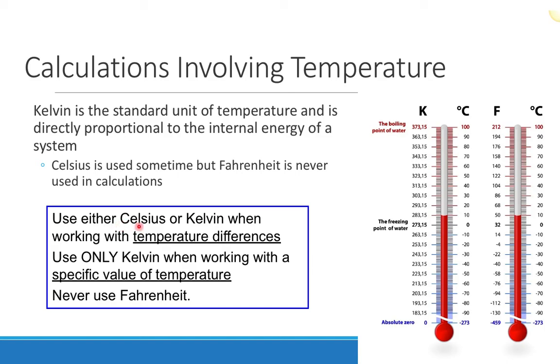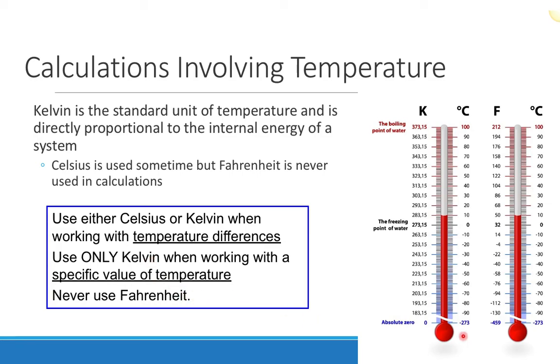We'll use Celsius or Fahrenheit when we're working with temperature differences. So it's okay to use Celsius if we're talking about something related to a temperature difference. If we want to know a very specific temperature for a calculation, related to its energy, then we have to use the Kelvin scale. We will never use Fahrenheit in physics.